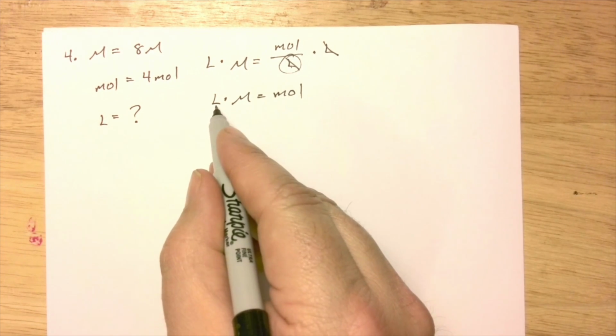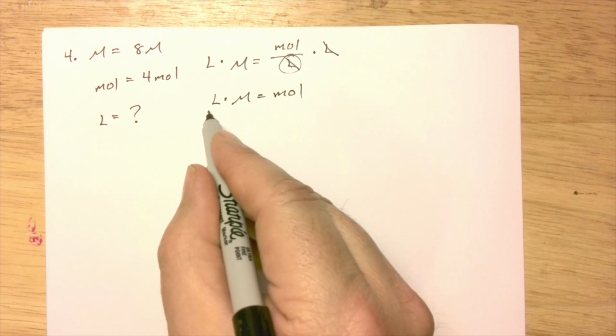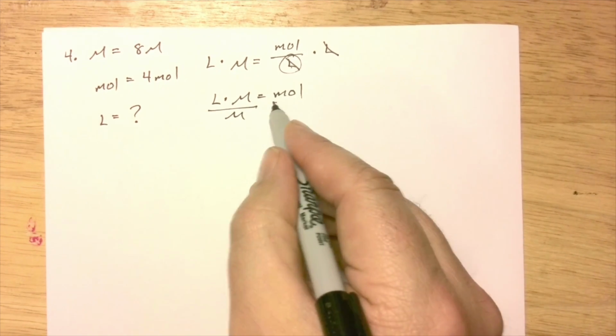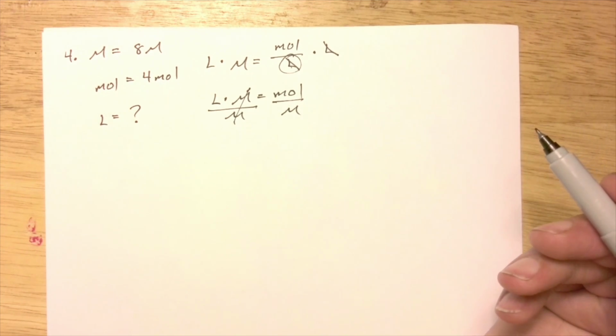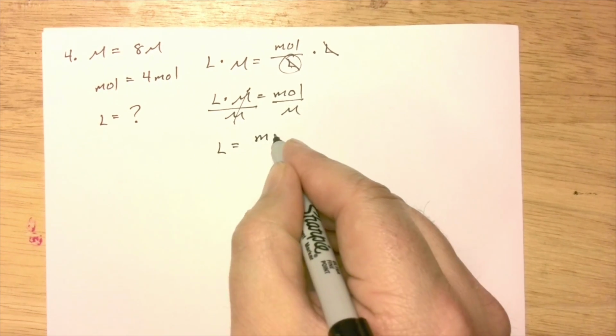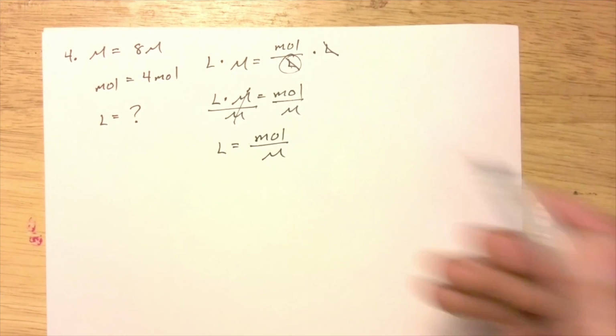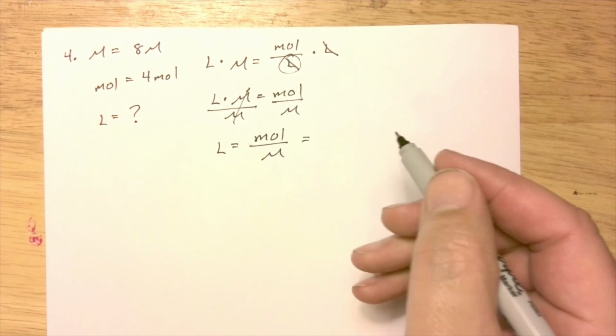Now liters is on top, it's being multiplied to the molarity. You have to make this stand by itself. So to get rid of molarity, we need to divide out the molarity. This way, molarities will cancel out. So a liter is equal to a mole divided by molarity. So it's just a matter of plugging in the numbers.